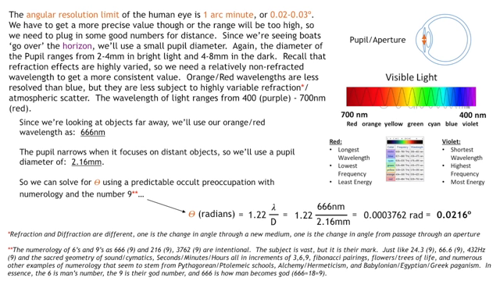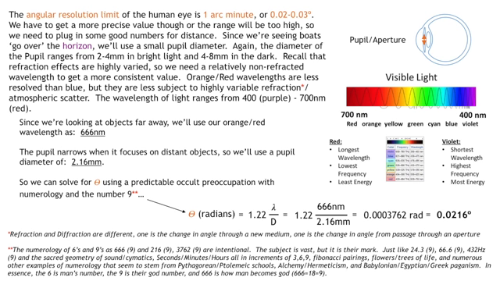So the wavelength of light ranges from 400 nanometers of the purple range to 700 nanometers of red. We want to use the more orange-red later wavelengths. Since we're looking at objects far away, we'll use an orange-red wavelength of 666 nanometers. The pupil narrows when it focuses on distant objects, like we said, so we'll use a pupil diameter of very low, 2.16 millimeters.